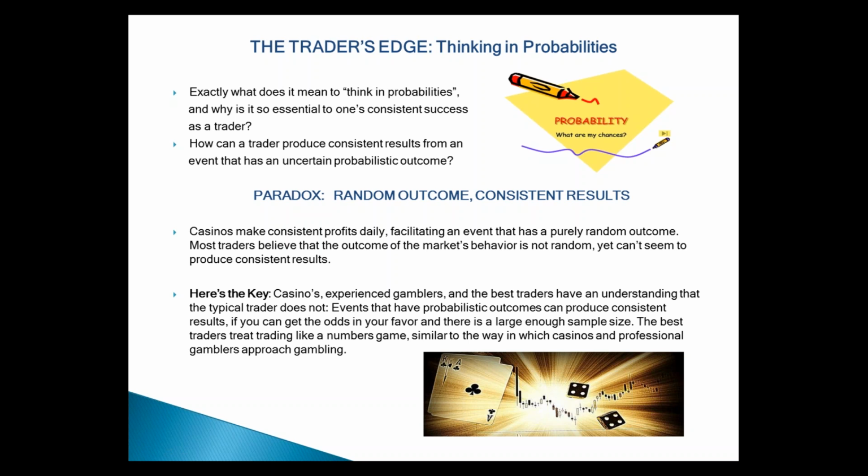So here's the key to what the casinos know that a lot of traders simply don't, and experienced gamblers live by. And of course, the best traders around the world understand that the typical, let's just call it uninformed trader simply doesn't: that events that have a probabilistic outcome, in other words, the likelihood of one event occurring more than another, can produce consistent results, but only if you get the odds in your favor.